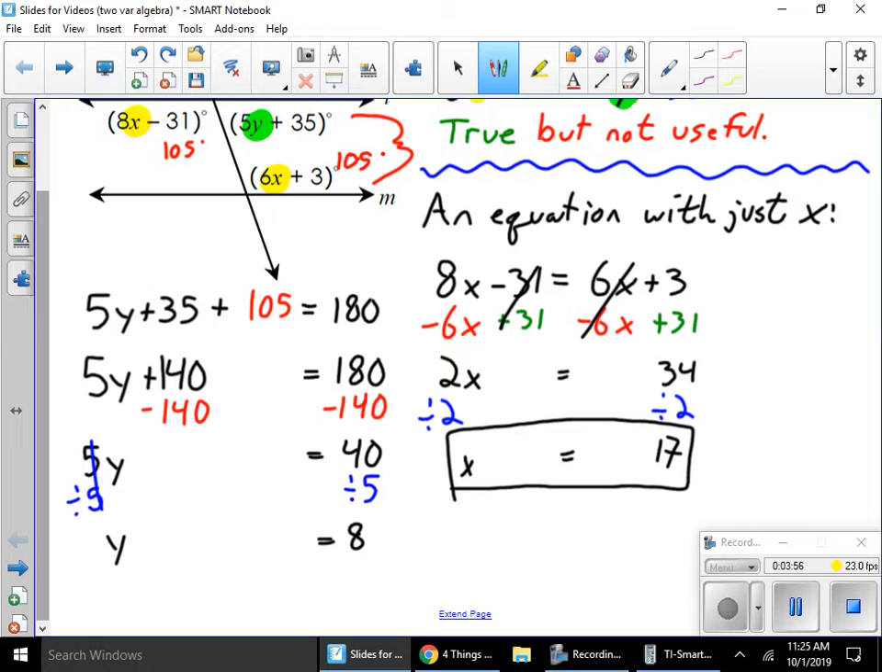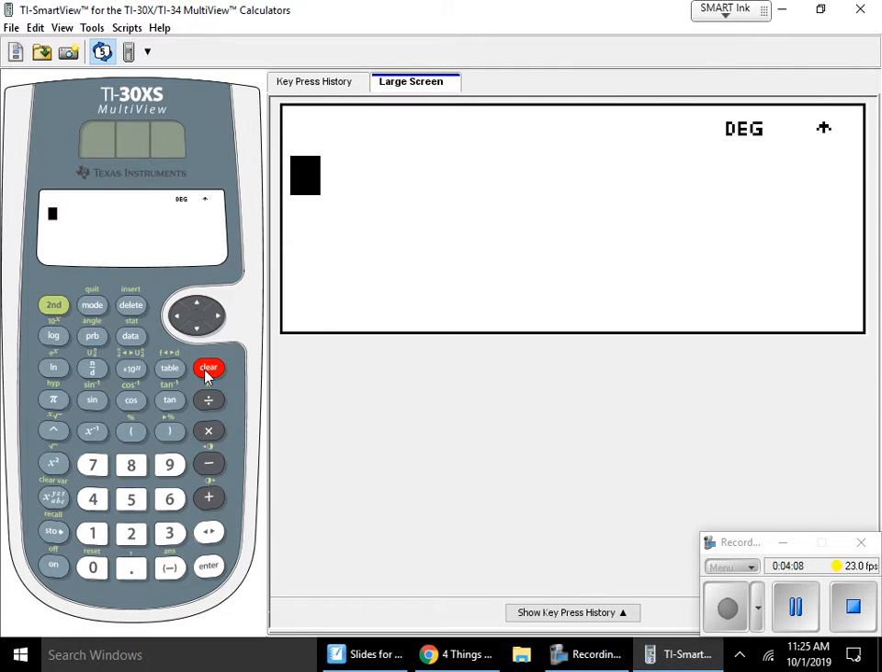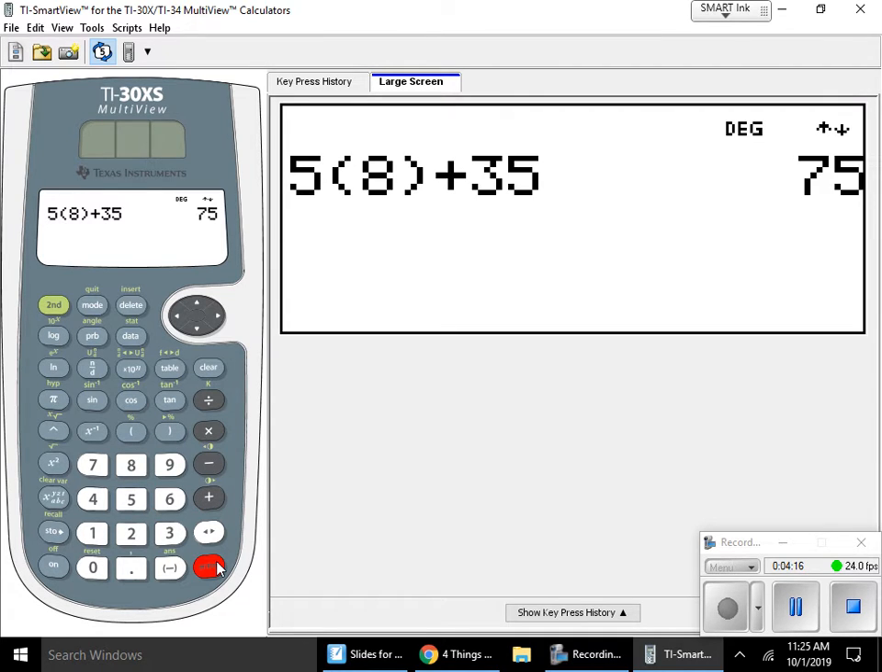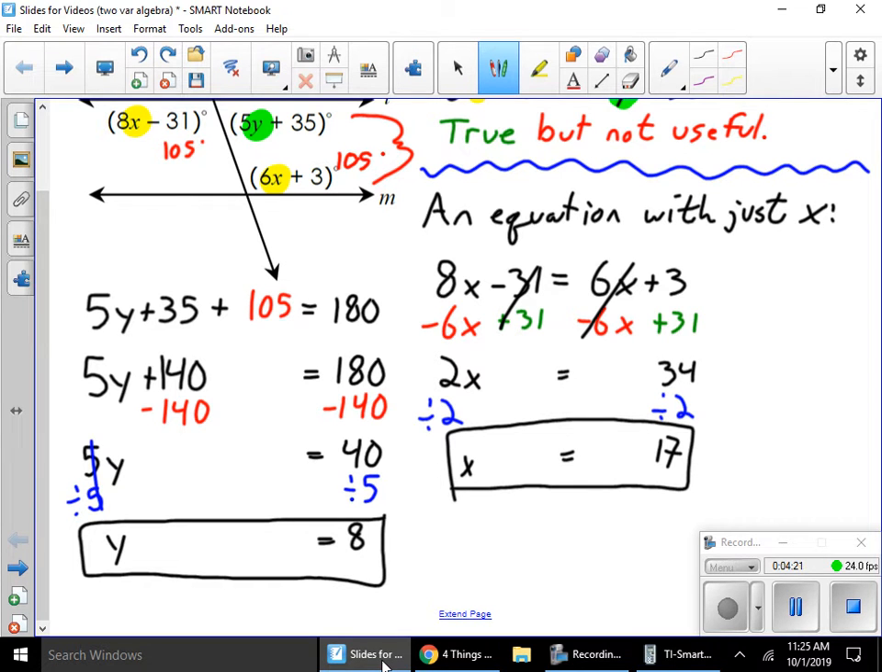So two values we wanted to find here, both an x and a y. We double-checked that x. It might be useful to double-check that y. 5 times 8, and then we add a 35. That gets me the value 75. Now that 75 is for this angle right here.